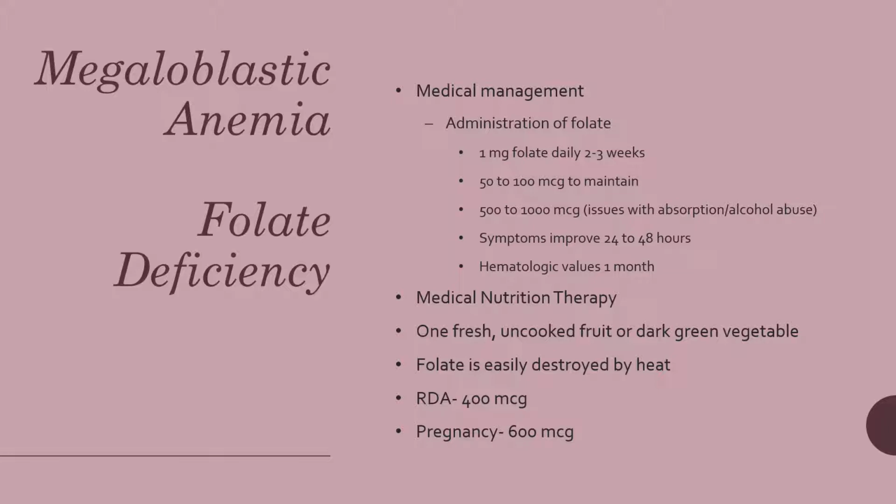Beyond the administration of folate, the medical nutrition therapy is to really push for at least 1 fresh, uncooked fruit or dark green vegetable every day. Remember how fragile folate is, and it is easily destroyed by heat. The RDA is 400 micrograms, and this goes up significantly, almost 1.5 times to 600 micrograms during pregnancy.